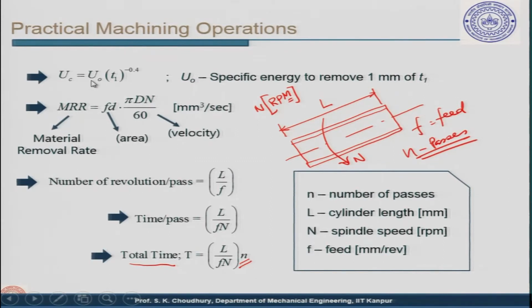Now, U0, which we said is the specific energy coefficient, by definition is the specific energy to remove 1 millimeter of T1.